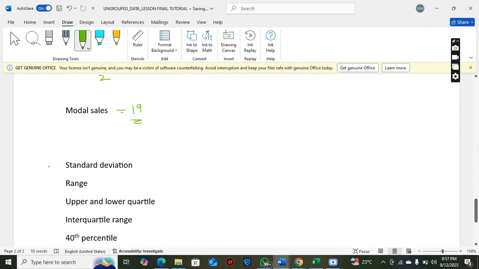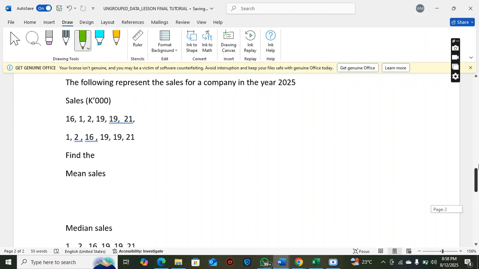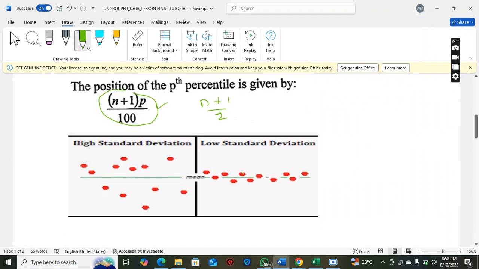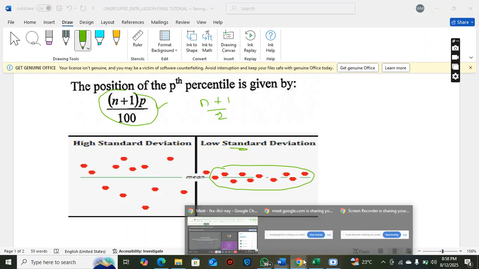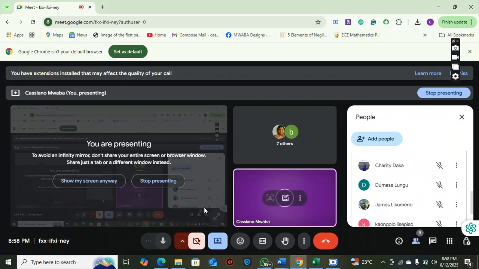Now we come to the standard deviation. So colleagues, please pay attention so that this doesn't give you problems anymore. Remember, standard deviation is how far the data points are from the mean. If you get a low standard deviation, you can see the data points are near the mean. But if you get a high standard deviation, it means the data points are far from the mean. So in business terms, this can represent risk or fluctuations.